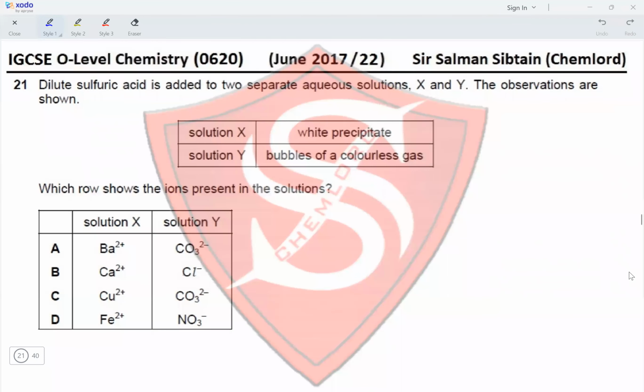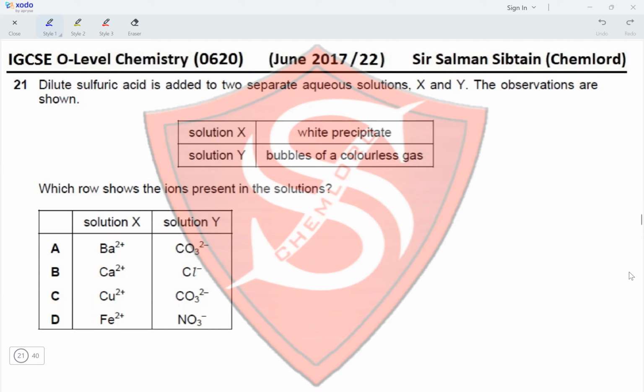Hi guys, this is IGCSE O-Level Chemistry, paper 22, June 2017, question 21. Dilute sulfuric acid is added to two separate aqueous solutions X and Y. The observations are shown. Solution X gave a white precipitate and solution Y gave bubbles of a colorless gas. Which row shows the ions present in the solution?